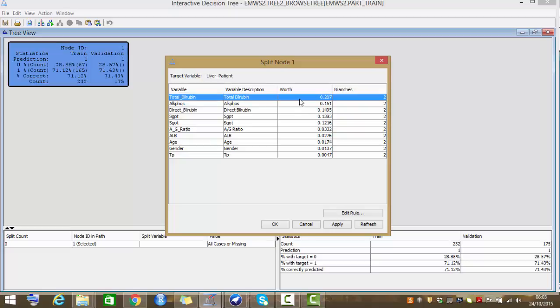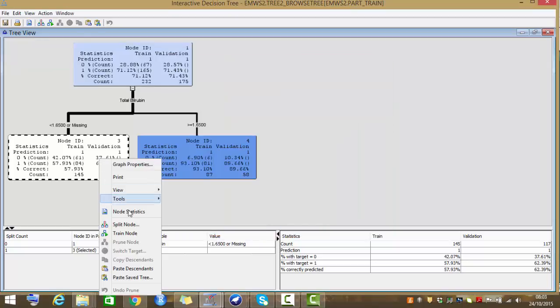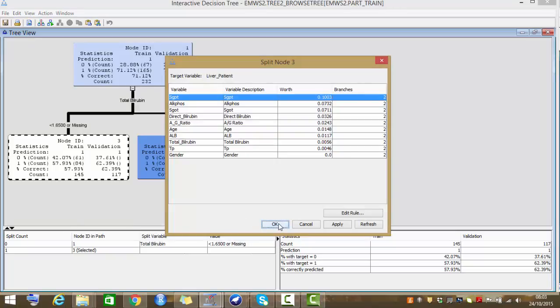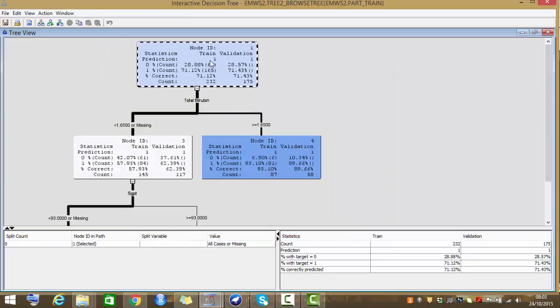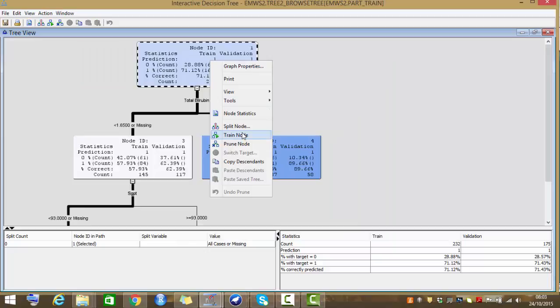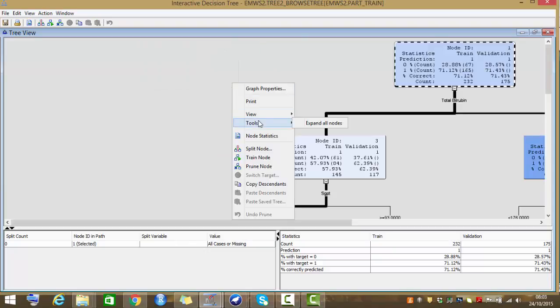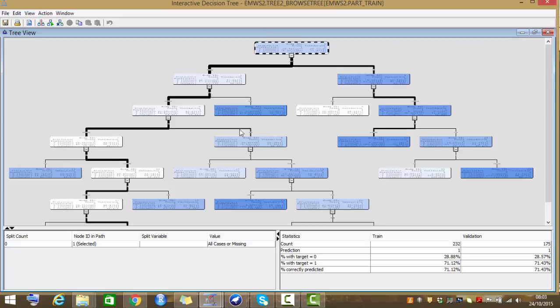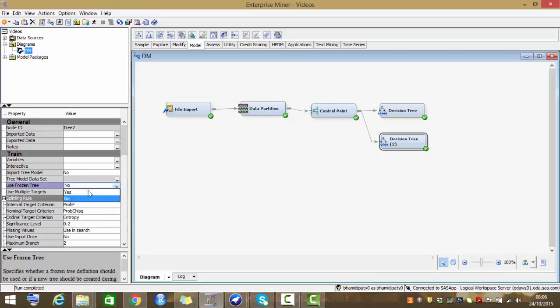Log worth is the negative log of the p-value for this variable. Since the log worth of this total bilirubin is more, this is being selected as the top node here. So we can split the node further interactively like this. Instead of doing that, we can directly train the node. This is the maximal tree, the complex model that the algorithm can generate using just the training data. I'm freezing this model.